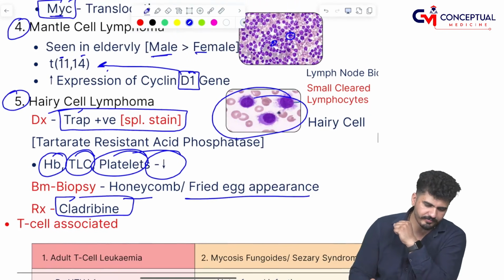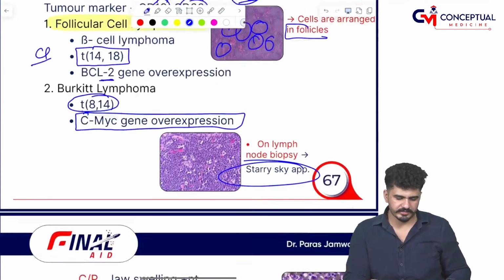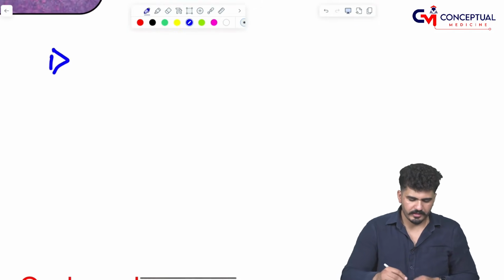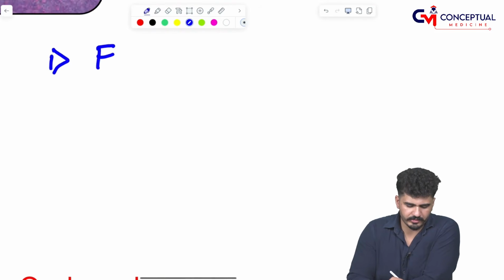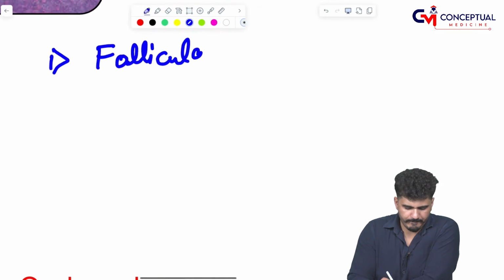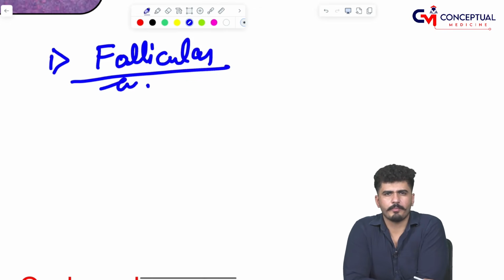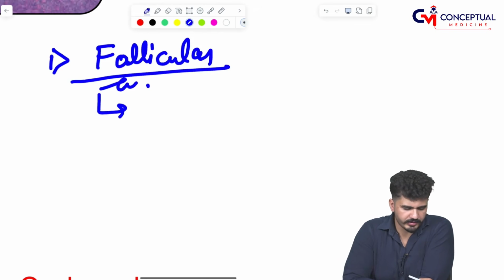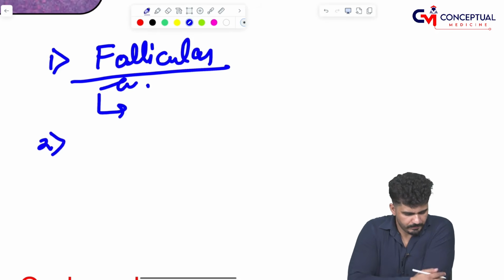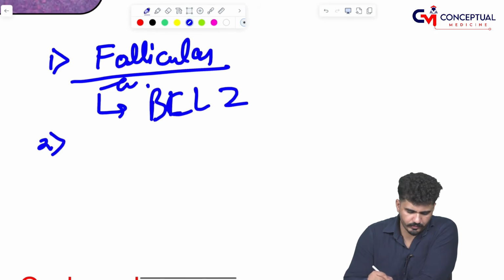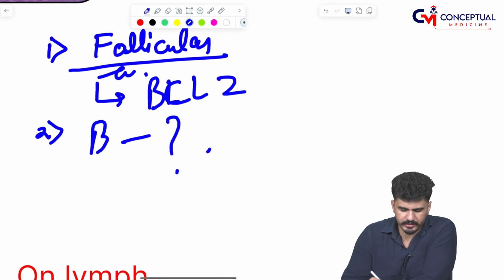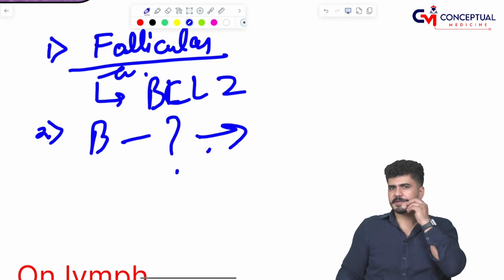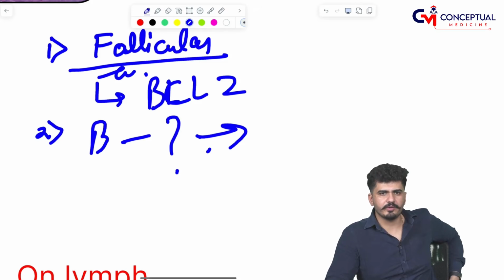Now sir, for T cell, we have just learned 5 types of B cell associated lymphoma. Can you please answer my questions, my dear friends? My first question is, which gene overexpression is seen in follicular type lymphoma? Can you tell me? Number one, which gene is overexpressed in the follicular type? BCL2, BCL2. Very good. Which translocation is there in Burkitt's lymphoma? Can you tell me? 8-14. Very, very good.